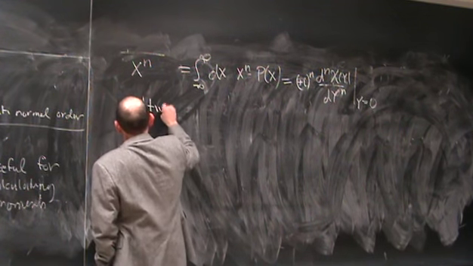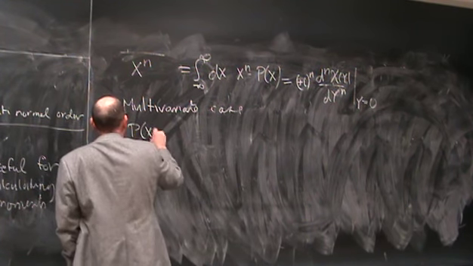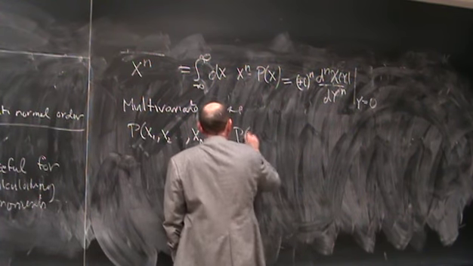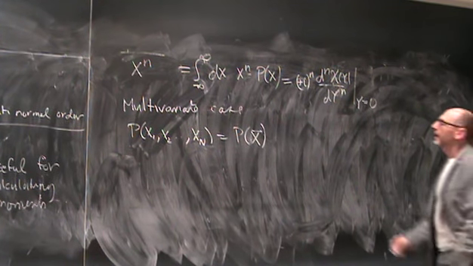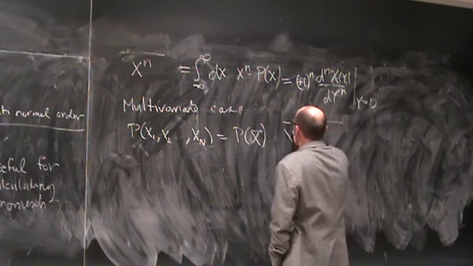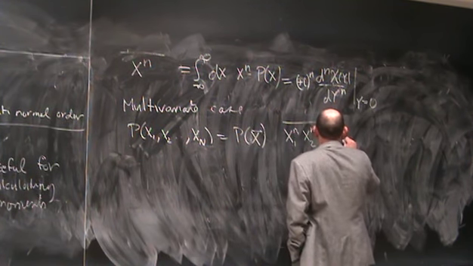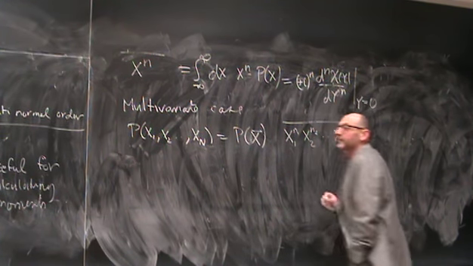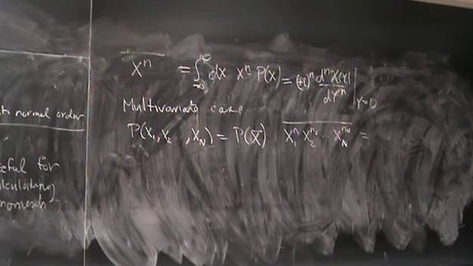I can expand this to the multivariate case. So I could have a probability distribution for many variables, so that P is a function of the vector of variables. And then I can look at an arbitrary moment of some product of the random variables. And again, that's given by derivatives of the characteristic function evaluated at the origin.